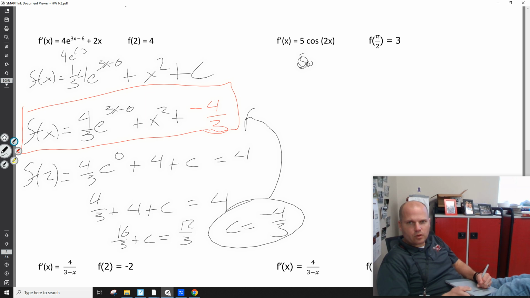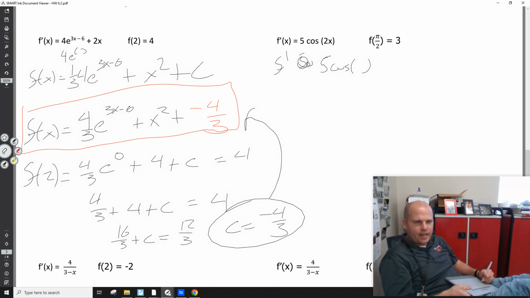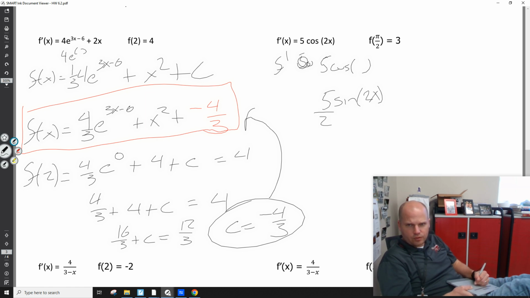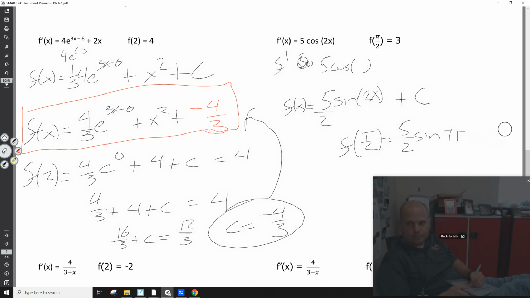All right, 5 cos parentheses. Anti-derive the outside: 5 sine parentheses, undo the derivative of the parentheses. This is f. f of pi over 2 is 3. So I have 5 halves sine of pi over 2 times 2, which is pi, which is 0, plus c, that has to equal 3.